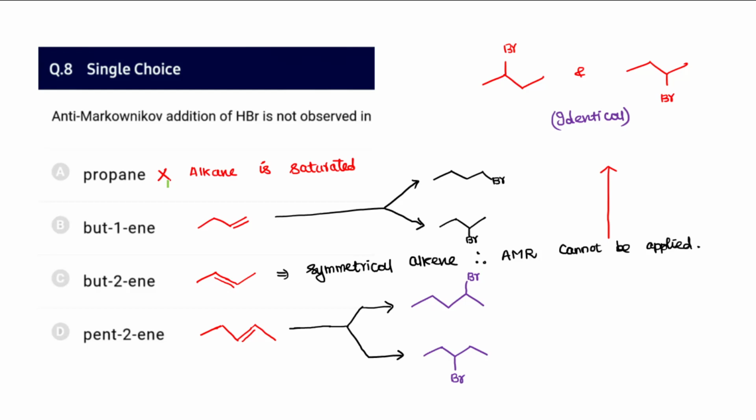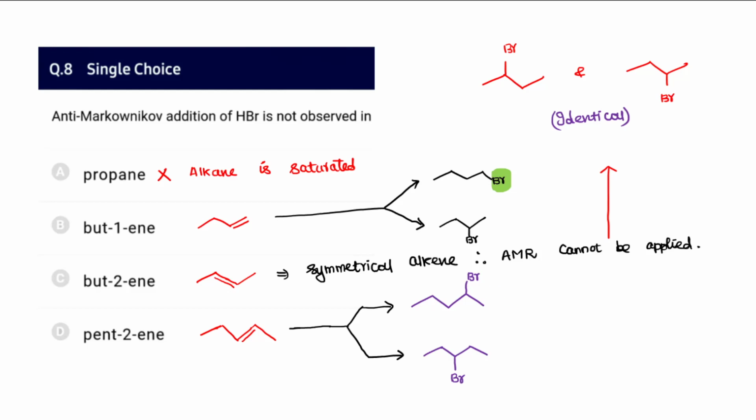of symmetrical alkene. So but-1-ene results in two products, two types of HBr I can add. So anti-Markovnikov addition is the negative part has to go to the carbon carrying more number of hydrogen. So the more number of hydrogen is, we may say here, Br. Okay, so this is an anti-Markovnikov product. And option C is a symmetrical alkene, so you cannot apply the anti-Markovnikov rule. And pent-2-ene again goes with the two different products, so therefore the one which is not observed is asked for.